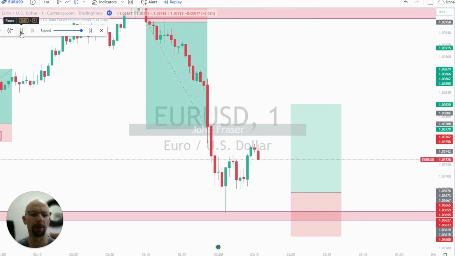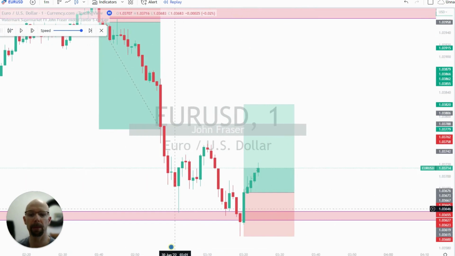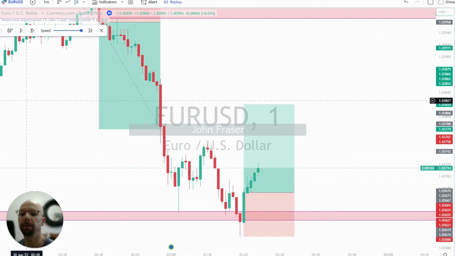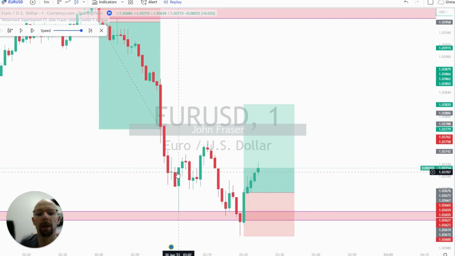Now as we go through, there we go. So here we go again. Now this is interesting because this is a tough call, because I would have considered maybe, no, I wouldn't have. See, it came down and touched into the area, but it didn't really close above the wick, so it didn't engulf the whole candle. So I don't think I would have taken that one.